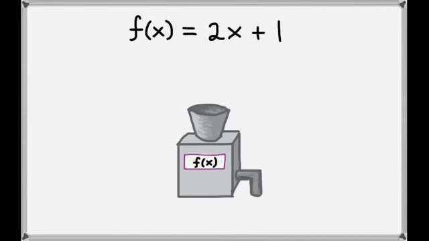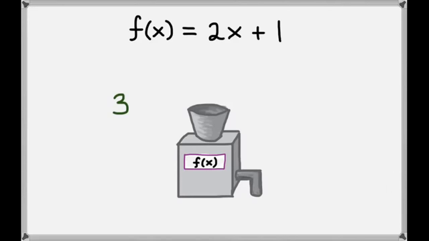f of x equals 2x plus 1 is a good example of a function. And you can think of f of x as a machine, kind of like a juicer. But instead of putting fruit in this machine, we're going to put numbers. And for each number we put into this machine, we can expect to get one number out of the machine.